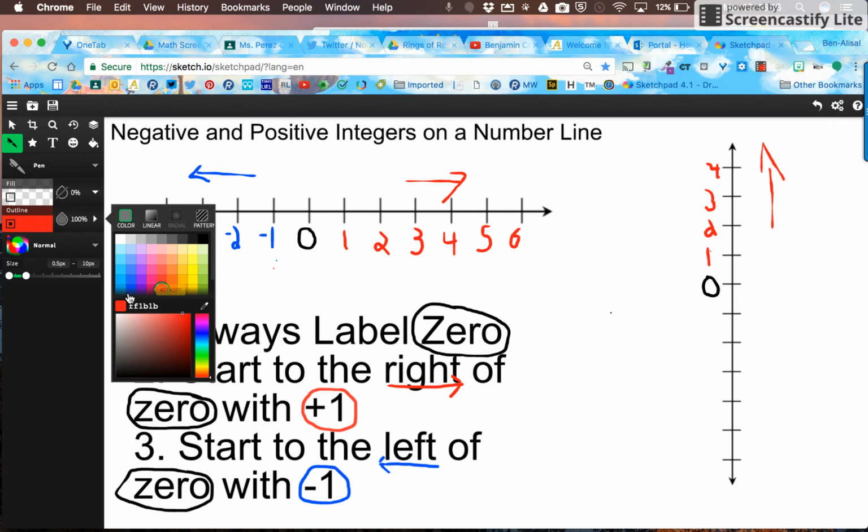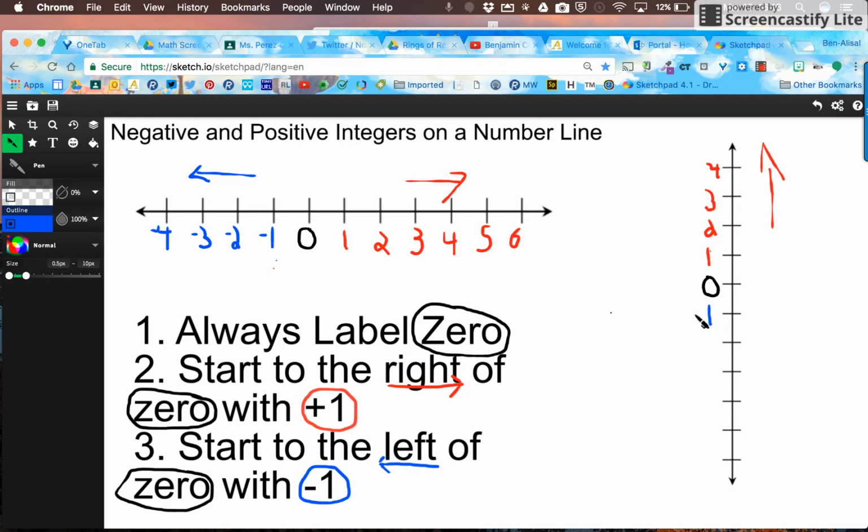So our third step is to, again, start, but this time it's not left, it's below, down, with -1, and you continue. -2, -3, -4, -5, -6. And you can see, again, the numbers that are going this way, -6 is a smaller number than -1. So this is how you can construct a number line with positive and negative integers.